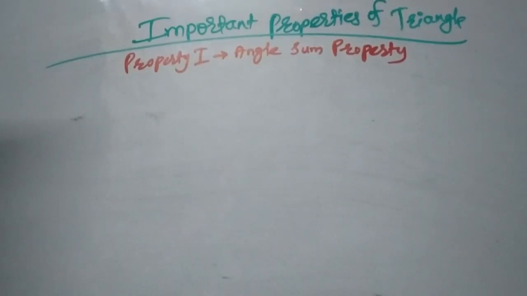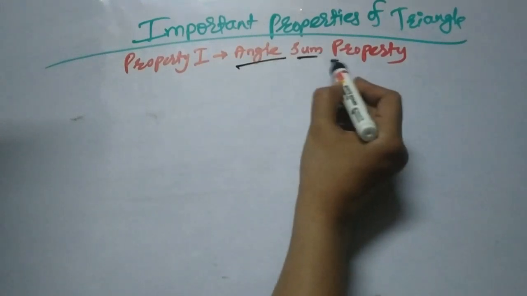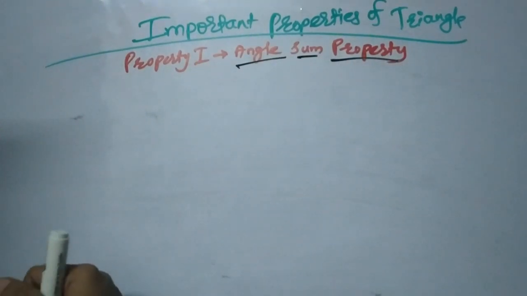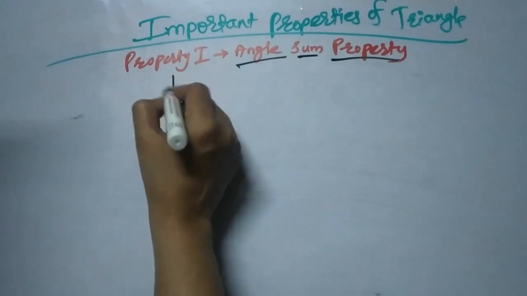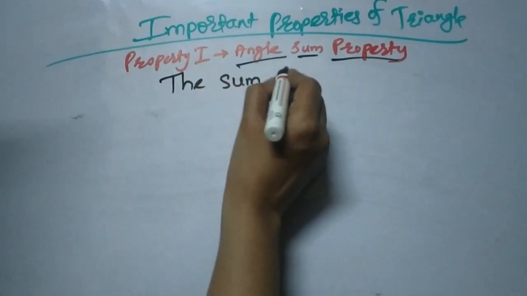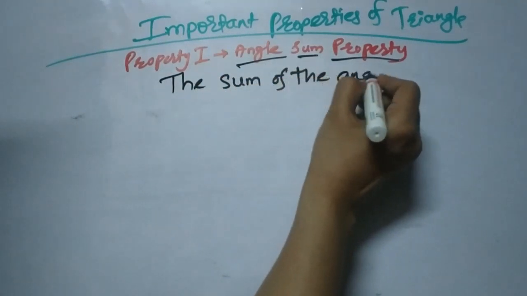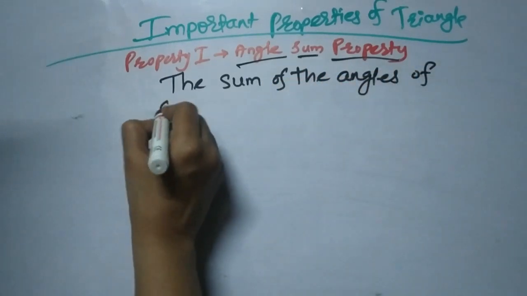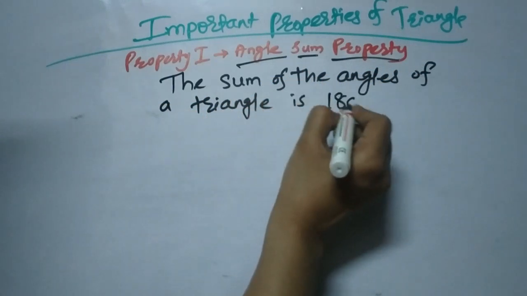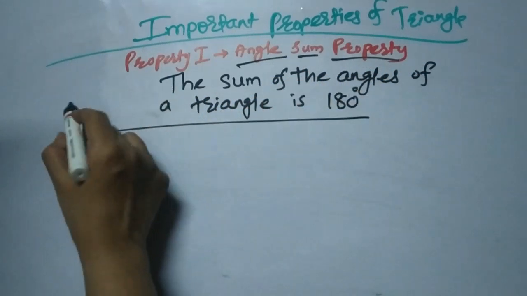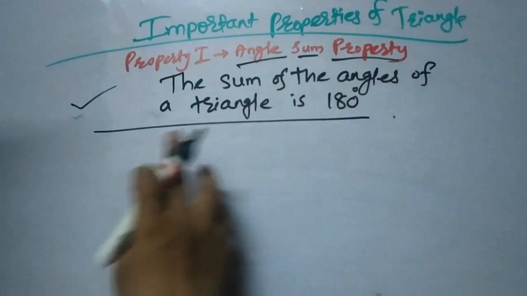So friends, now moving to the very important part, that is properties of a triangle. So first of all, we have the angle sum property. When learning the lesson triangle and its properties, we need to keep in mind the properties and the concepts of the triangle. So first of all, the angle sum property says that the sum of the angles of a triangle is 180 degree. Friends, this is a very important concept.